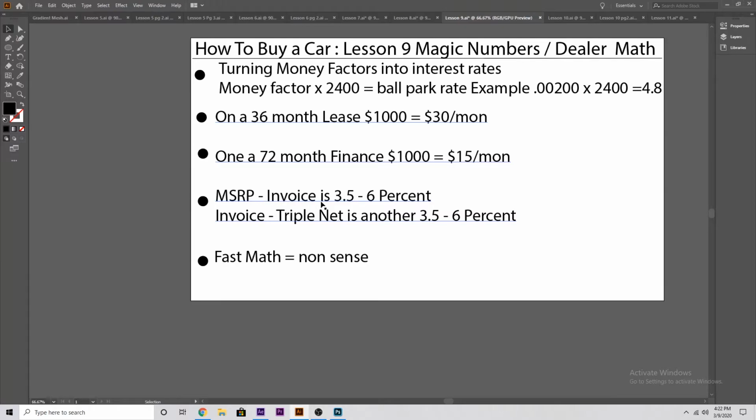Now I know you're asking me, Matt, what the heck? How am I going to know, though, if it's 3.5 or 6? It's a pretty big jump.